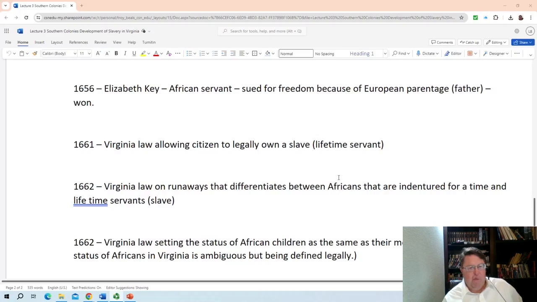Her dad was European. And so what you're seeing here is by the 1650s, you see a change in culture, right? Elizabeth Key isn't suing based on contract. Previous Africans go to court, they sue based on contract. I'm an indentured servant, I should be freed, right? What's very significant about this is you see a woman who is African American. Based on the record, she was born in Virginia. She was born in the colonies, and so what's her status? She sues for her freedom based on European parentage, her father, and she actually wins her case.